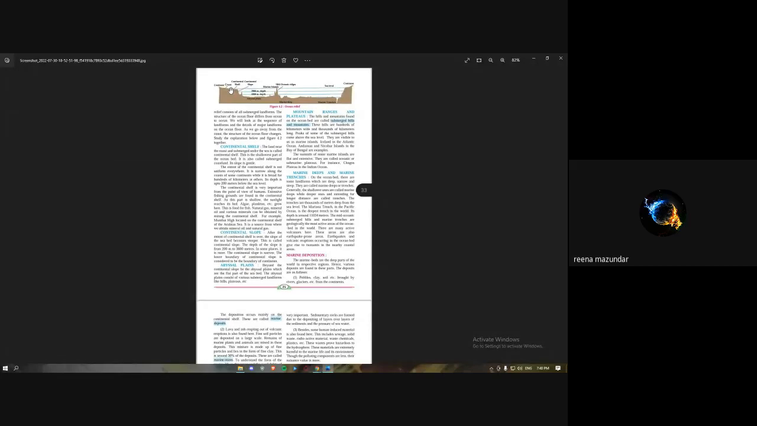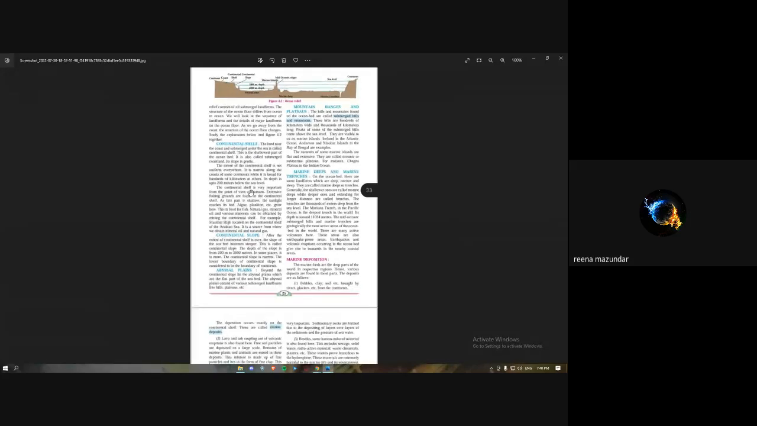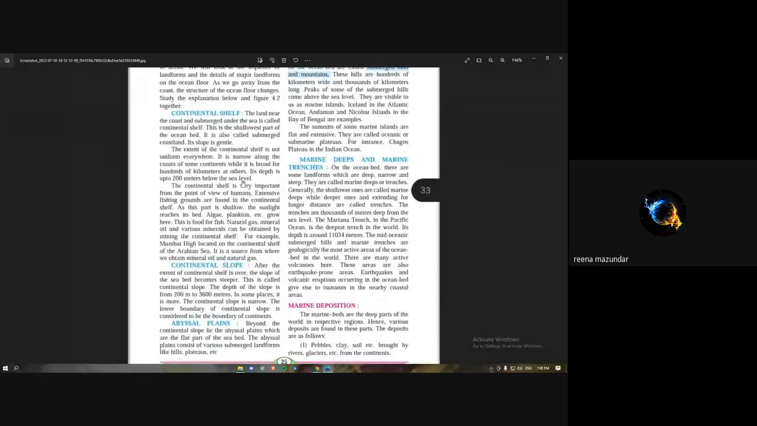In a large quantity, there are fishing grounds we can call in the continental shelf area. You can see I'm just showing it. It is a very important point of view. Extensive fishing grounds are found in the continental shelf. As this part is shallow, the sunlight reaches its bed. Algae, plankton, etc. grow here. This is food for the fish.